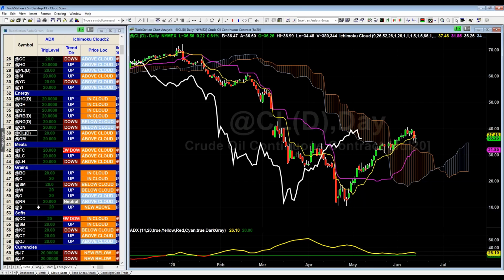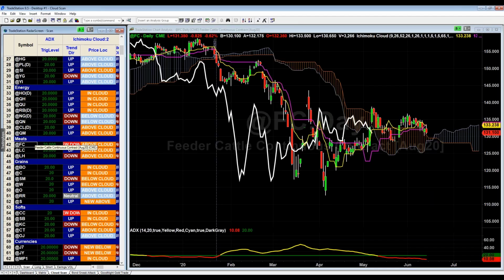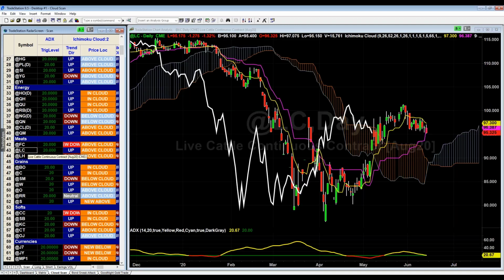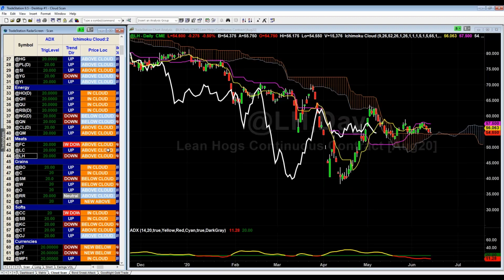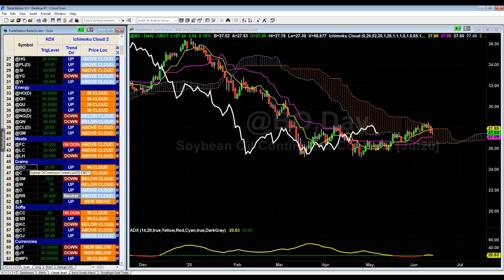Let's take a look at some other markets really quick. Feeder cattle. If you trade cattle, this is sideways. It's above the cloud, but it's sideways, pass. Live cattle. Sideways, but above the cloud. This is a pass. It's not a great look. Lean hogs, sideways. It's not up, it's not down, it's kind of sideways. It is above the cloud, but it doesn't have a great look to it. Leave it alone.